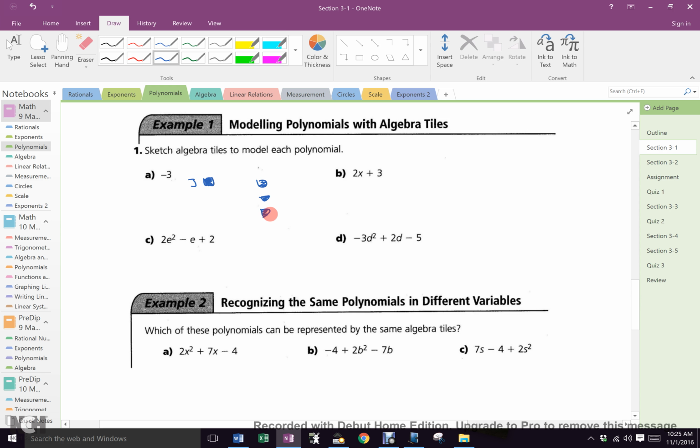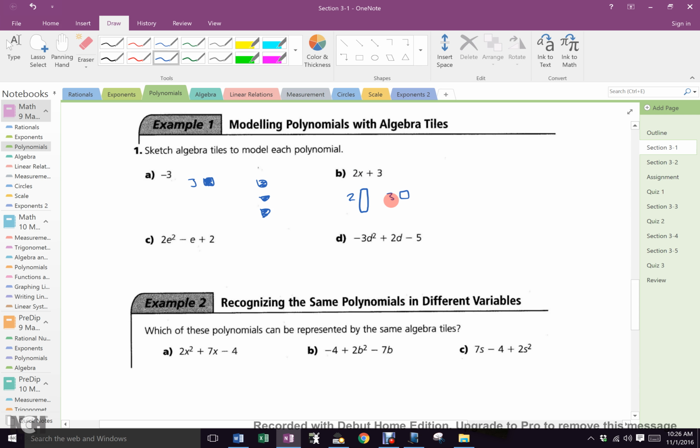And what's this guy going to be? 2 bars. Shaded or not? Not shaded. Not shaded because it's positive. And how many little guys? Three. 3 little guys. Shaded or not? Positive. Not shaded. Everybody cool with that?